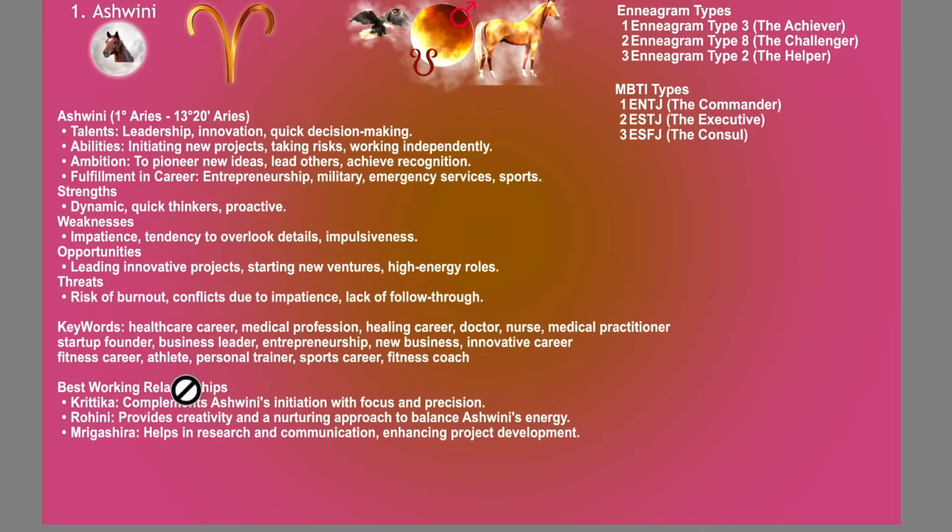Best working relationships it has with other nakshatras, for example, this one has with Kritika, Rohini and Mrigashira. And then we are going to bring in the Enneagram model types, 3 of them, which closely match with Ashwini kind of themes which we have discussed here. And later on, we'll also bring in the MBTI, again 3 types, which closely match with Ashwini.